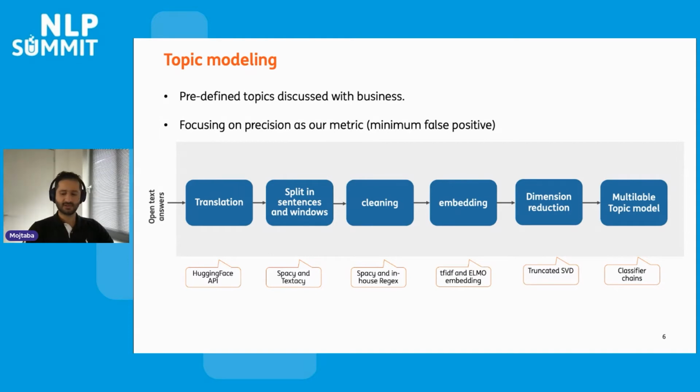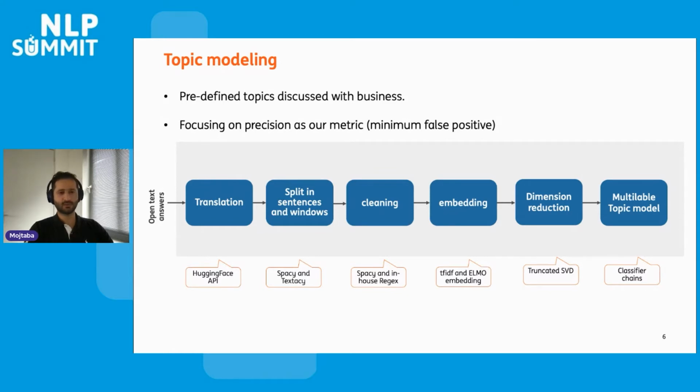So the fact that we are running our surveys globally, we received text basically in different languages. In this regard, we decided to translate those different languages into English using Hugging Face API. And after that, we do some post-processing on the text, like splitting text into sentences and windows.